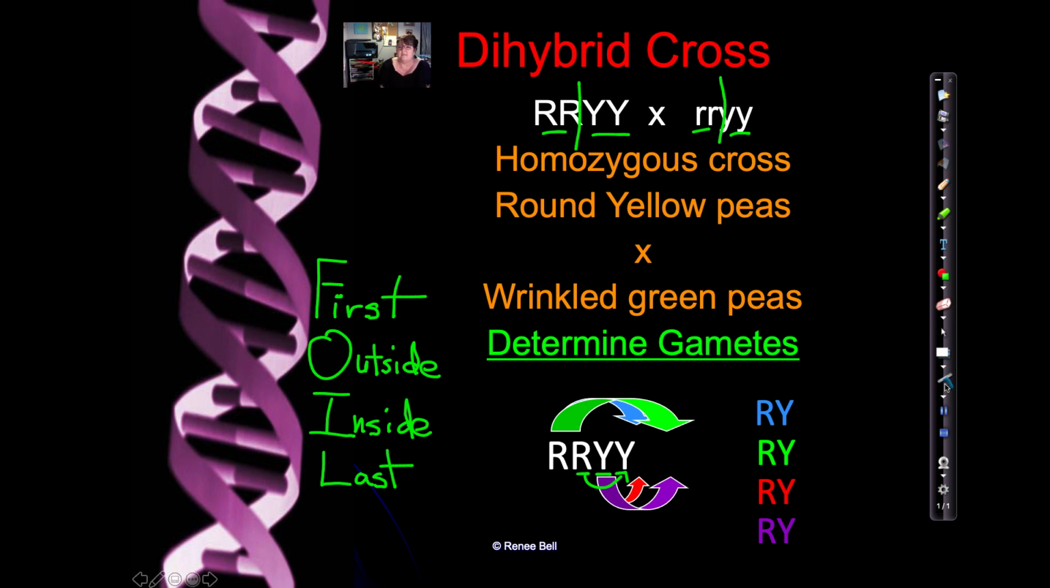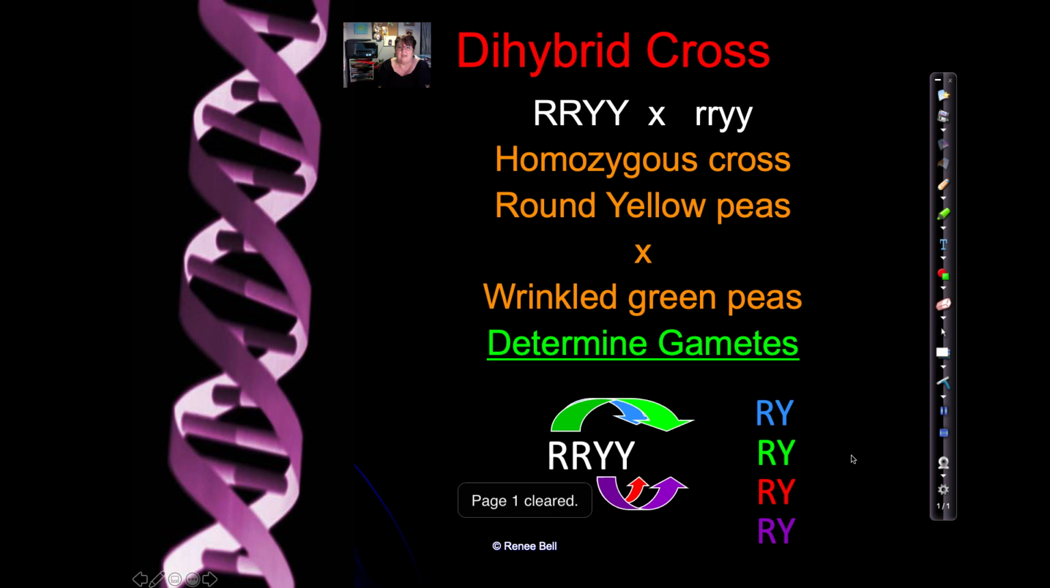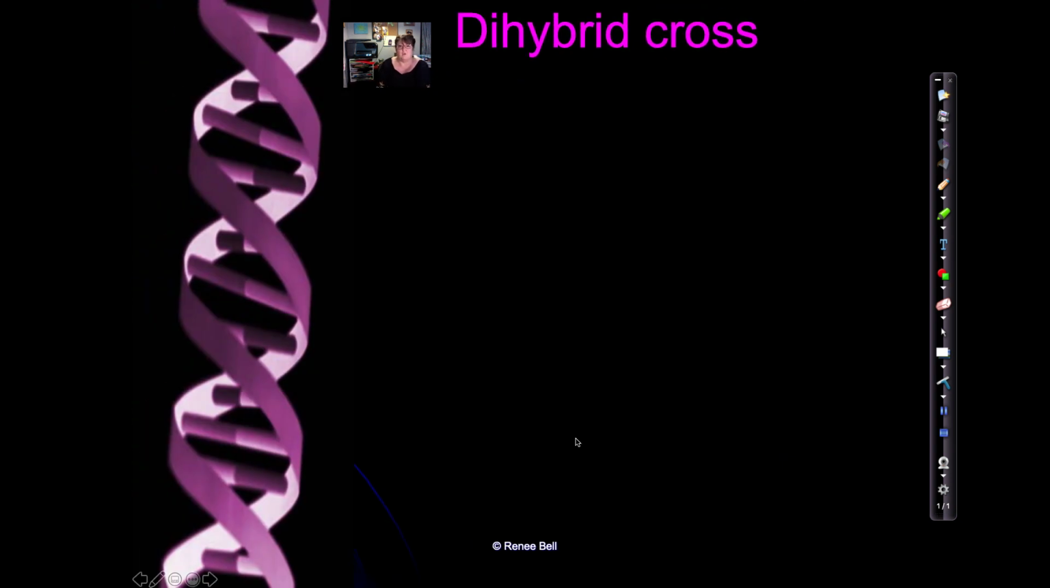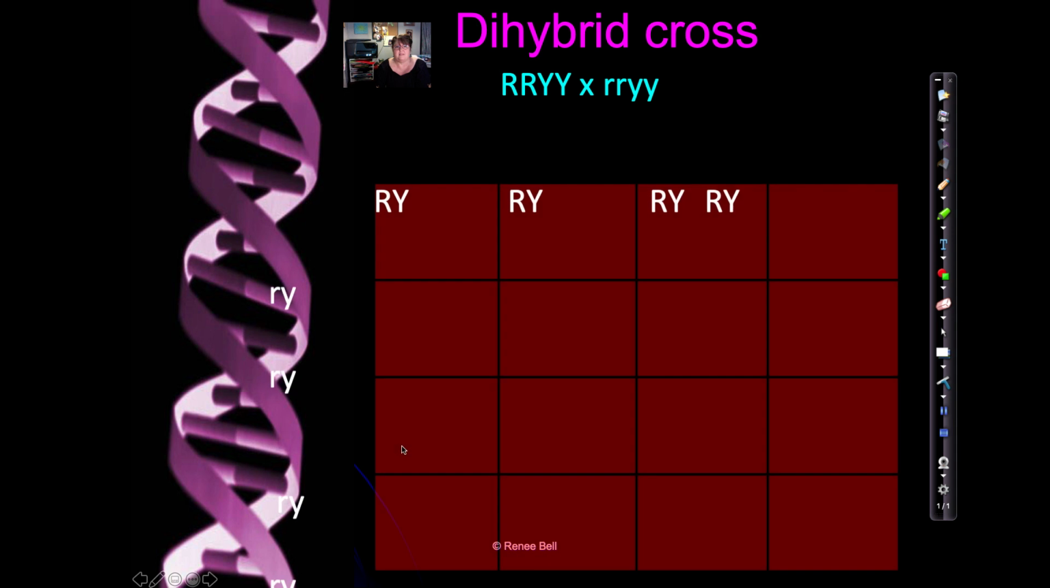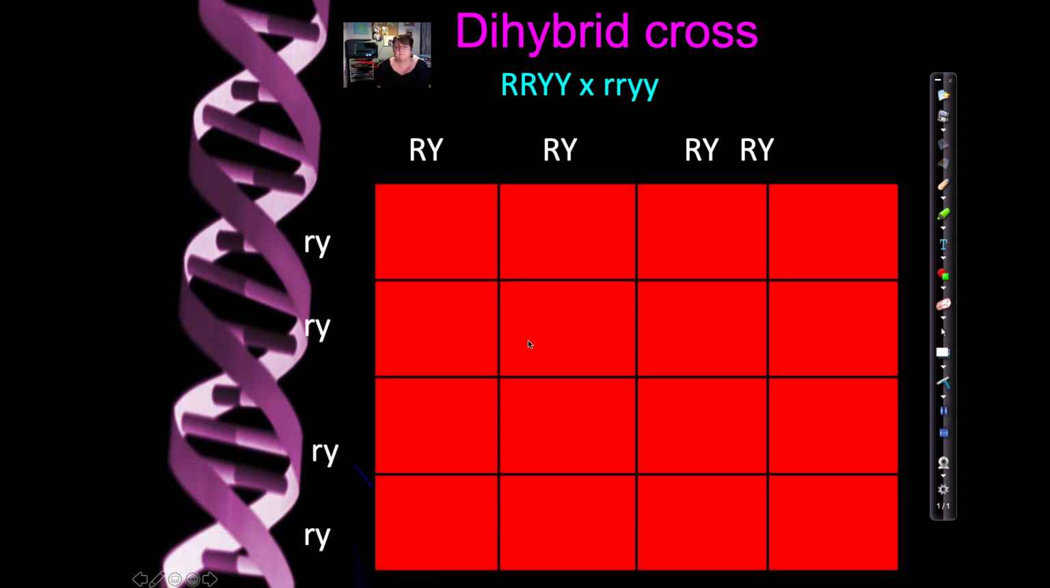All right, so let's clean everything off of this page and go to the next page. Because we have 4 gametes for each parent, we have to have 4 rows and 4 columns, so that's a 16 square. Let's look at what this would look like. We have our big R, big Y, big R, big Y across the top, and then down this way.